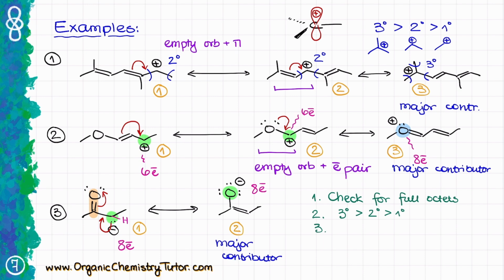Lastly, if you have negative charges, you want to look at where your negative charge is located, and you want to place your negative charge on more electronegative elements. So it is better to have a negative charge on the oxygen than on the nitrogen than on carbon.